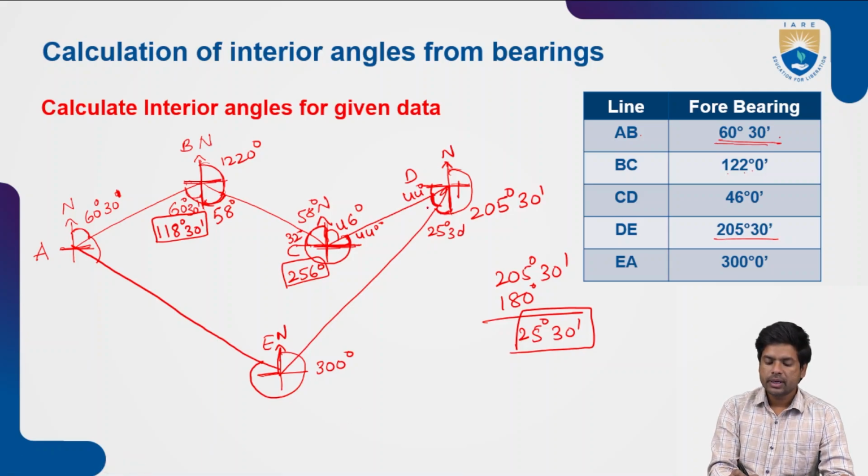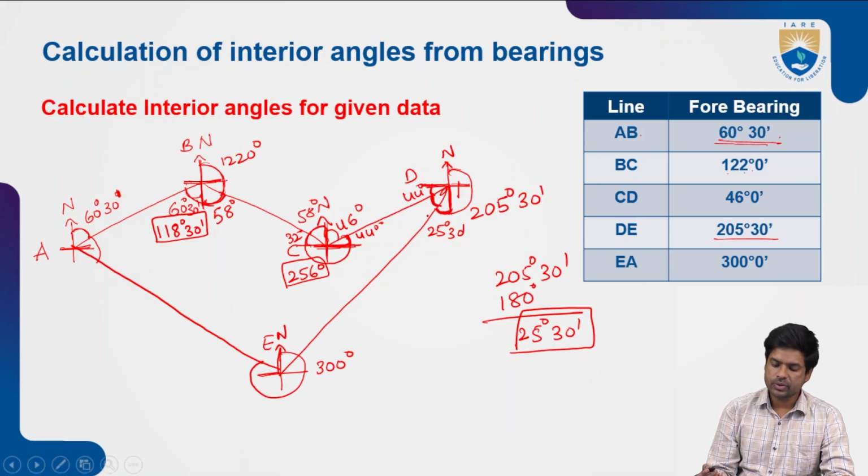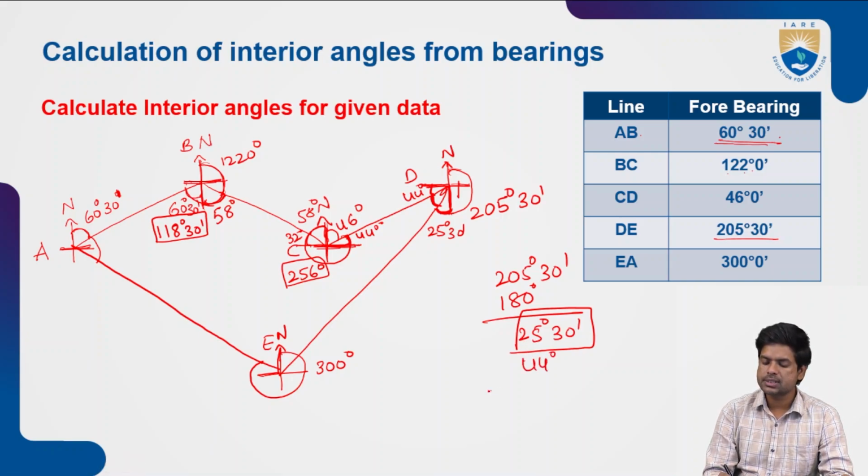Now see here, in this particular quadrant, you know this angle, that is 44 degrees, and you know this angle, that is 25 degrees 30 minutes. So the remaining angle will be: add 25 degrees 30 minutes plus 44 degrees, that will give 69 degrees 30 minutes. So these two are giving 69 degrees 30 minutes.